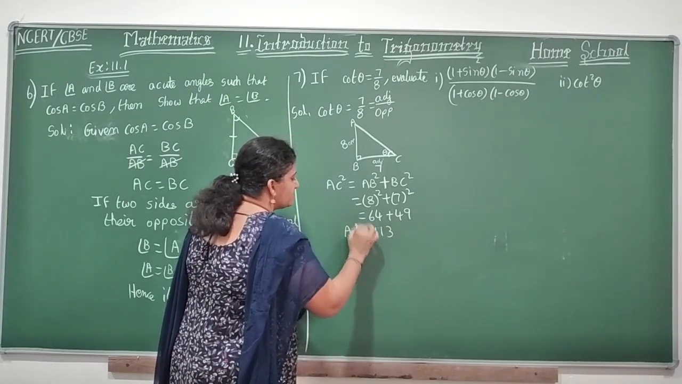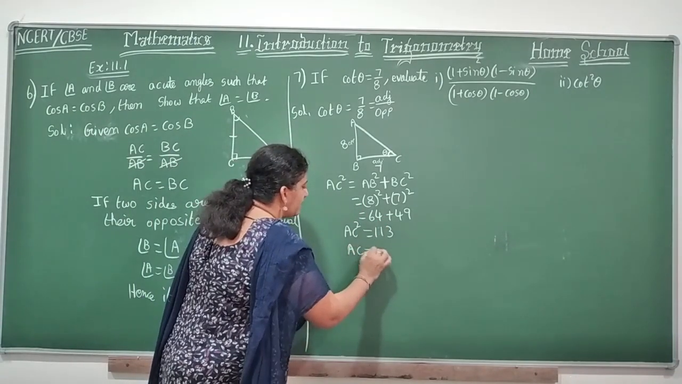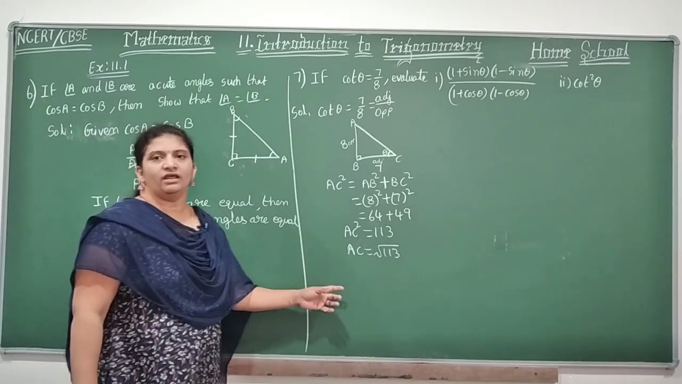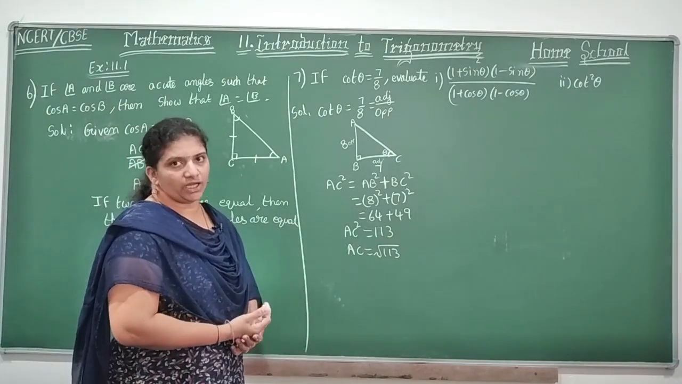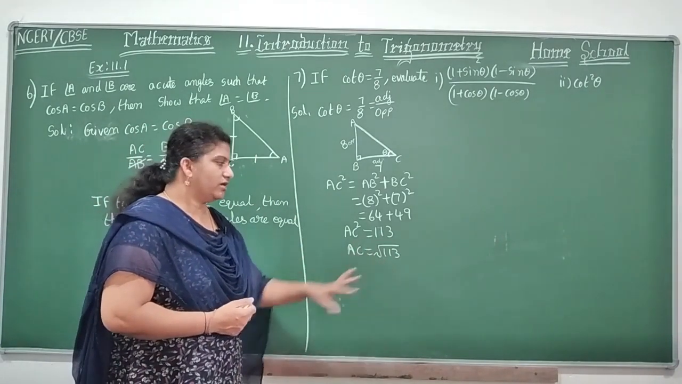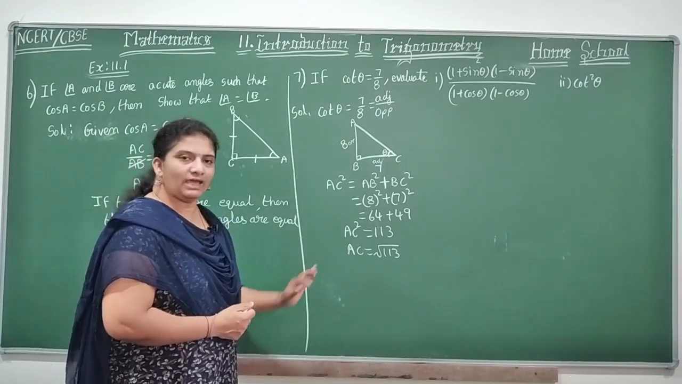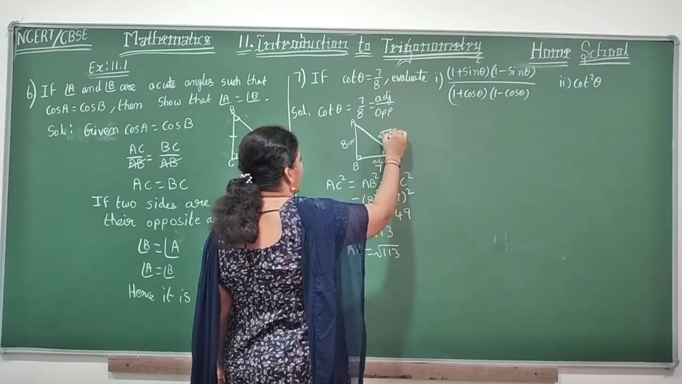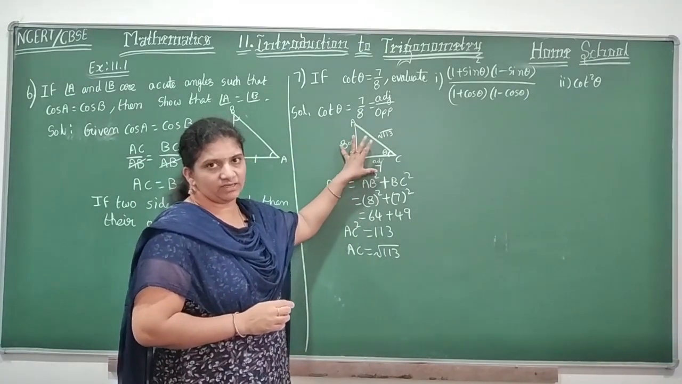113. AC square is equal to 113. What is AC? AC is equal to square root of 113. Since 113 is not a perfect square, we cannot simplify the square root, so we take it as it is. So AC is equal to what? Square root of 113. Okay, we found the three sides of a right angle triangle.